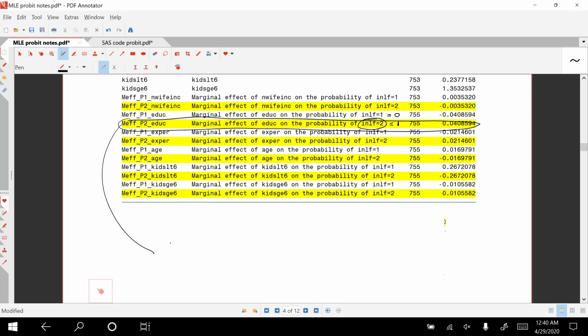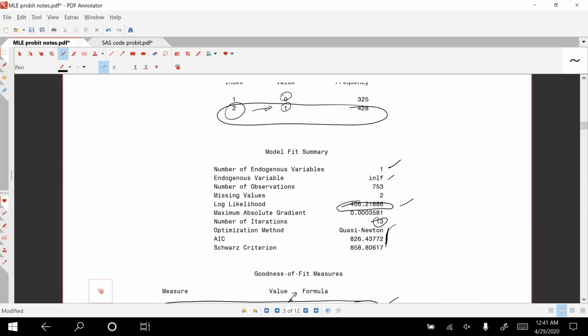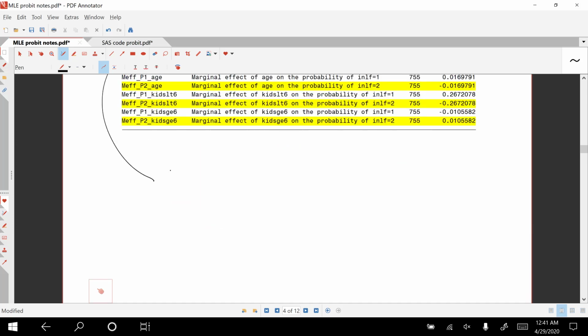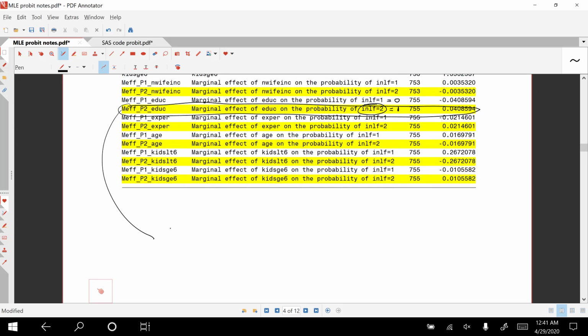Okay. And where did I get that information? Remember, I had mentioned this here before. If it's a 1, the index 1, it's for original value of 0. And if it's 2, it's for original value of 1. So this value here, 0.04. Remember, all of these values represent the sum of these marginal effects for the specific variable that we're analyzing.